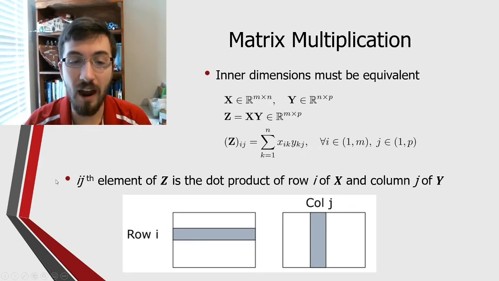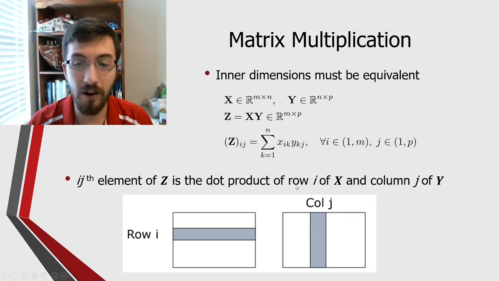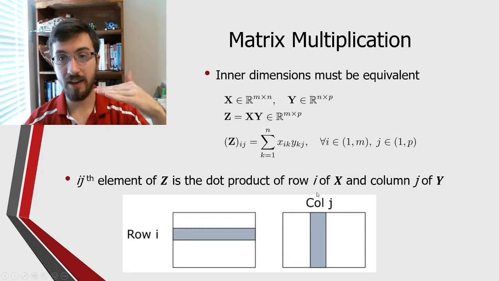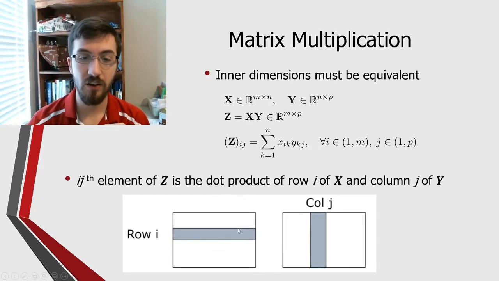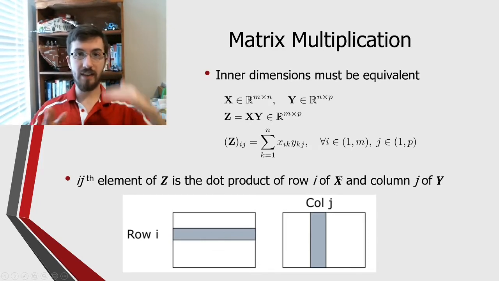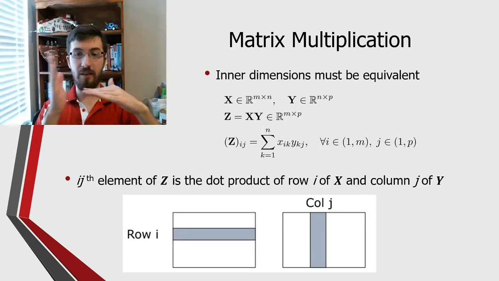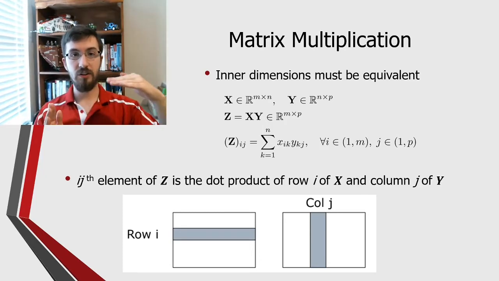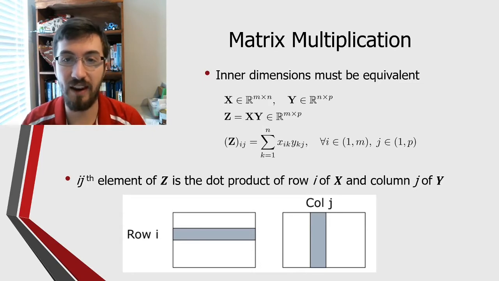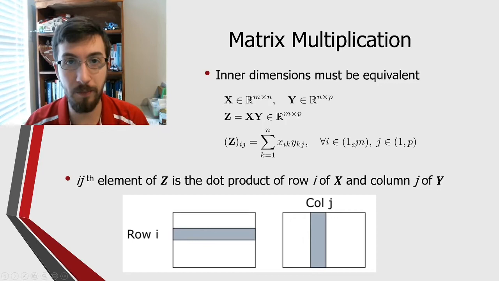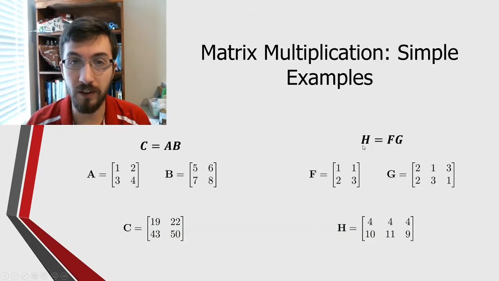So the ijth element of Z is the dot product of row i of your first matrix and column j of your second. So what you're doing to get the ijth element of your new matrix, you do row i of the first and column j of the second. Okay? And I know this seems kind of weird, but let's look at some examples, and that's going to make things a little bit more clear.